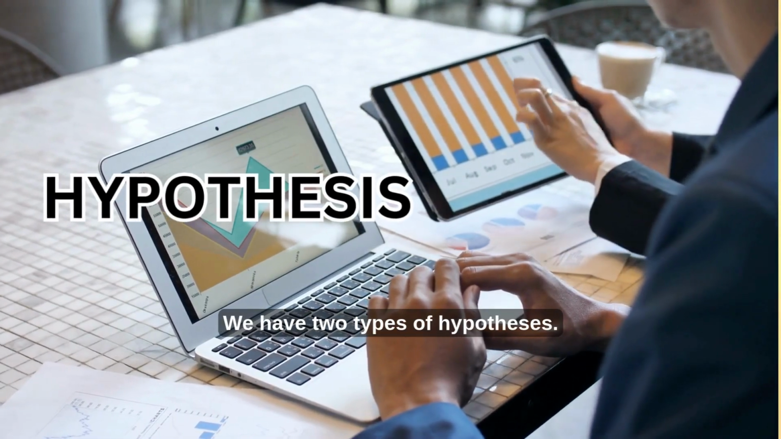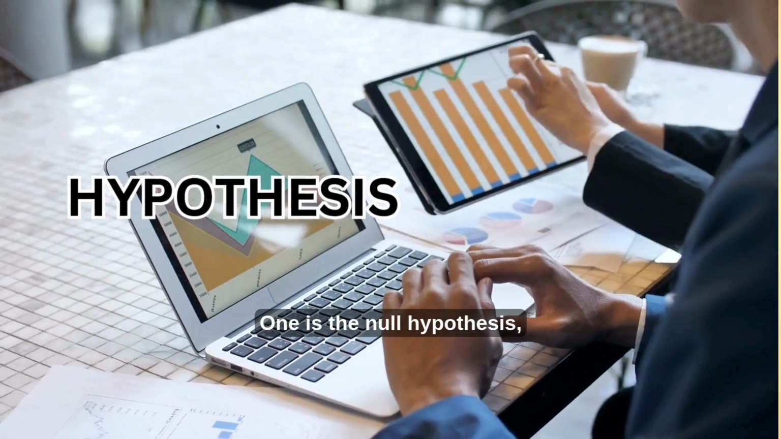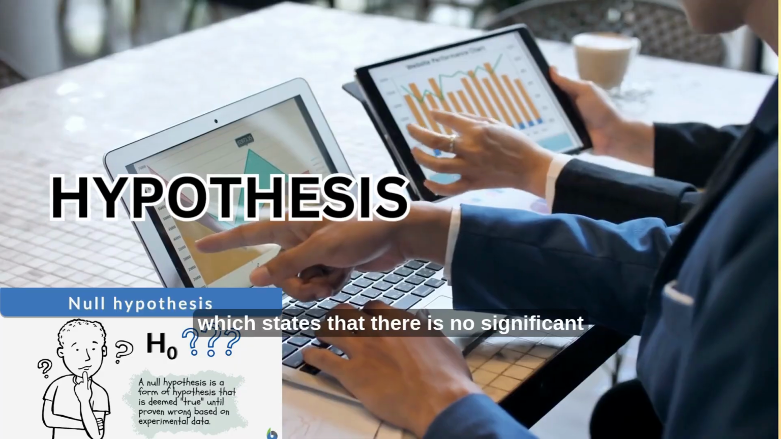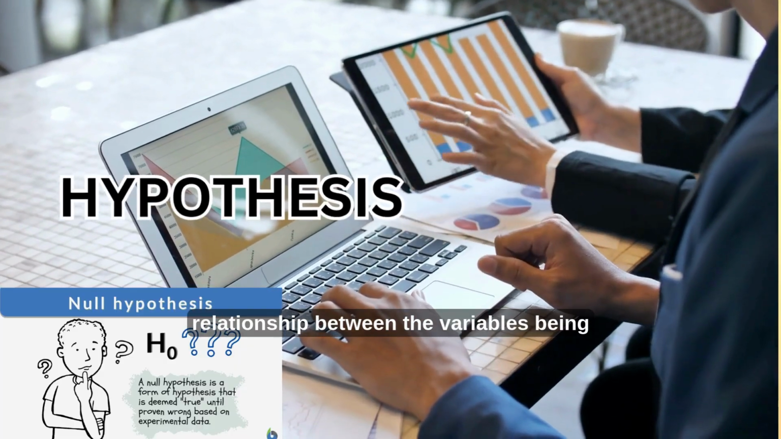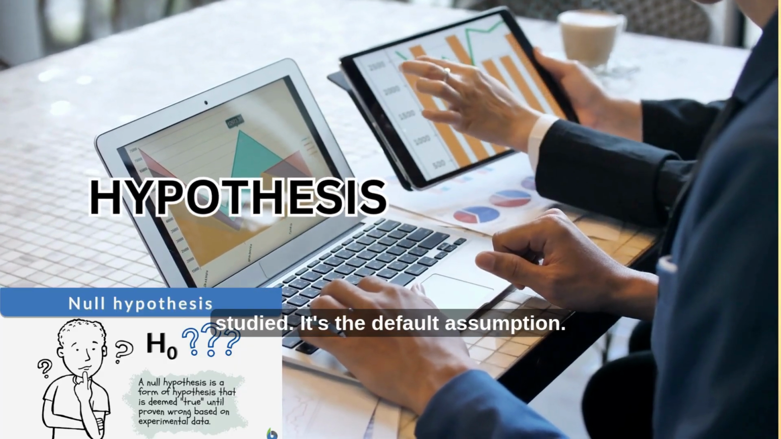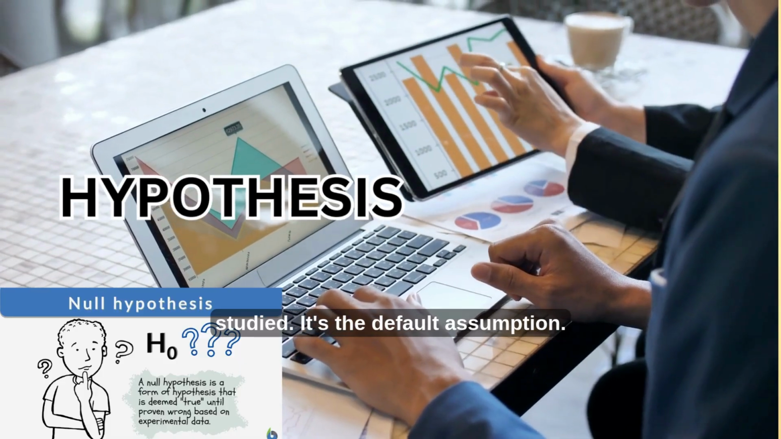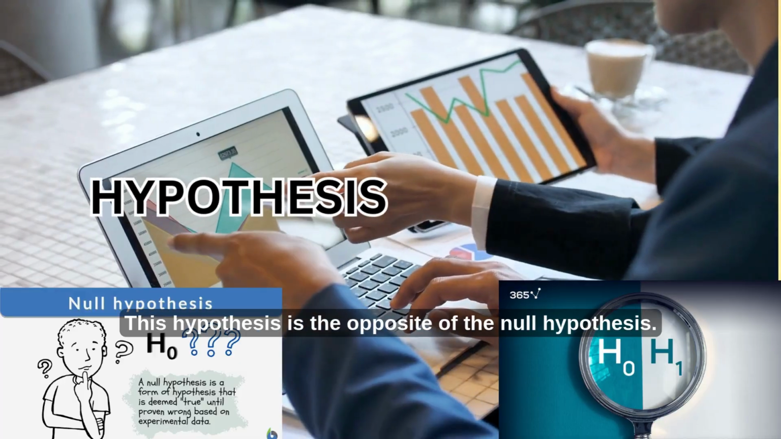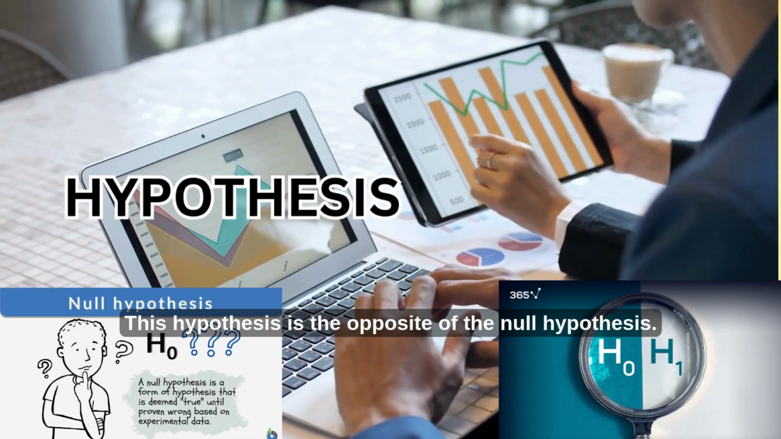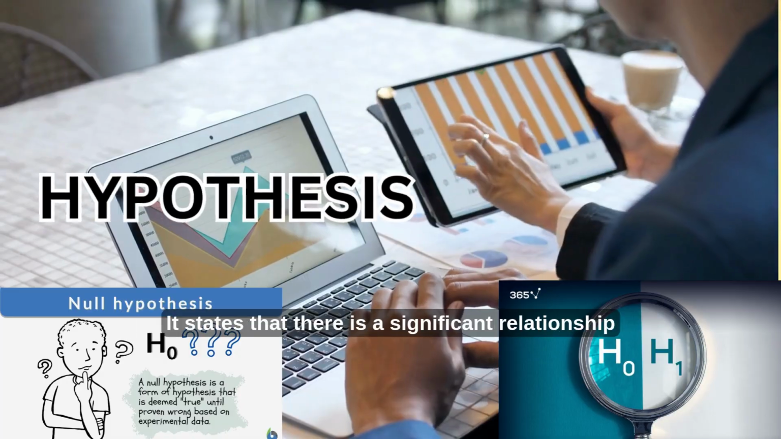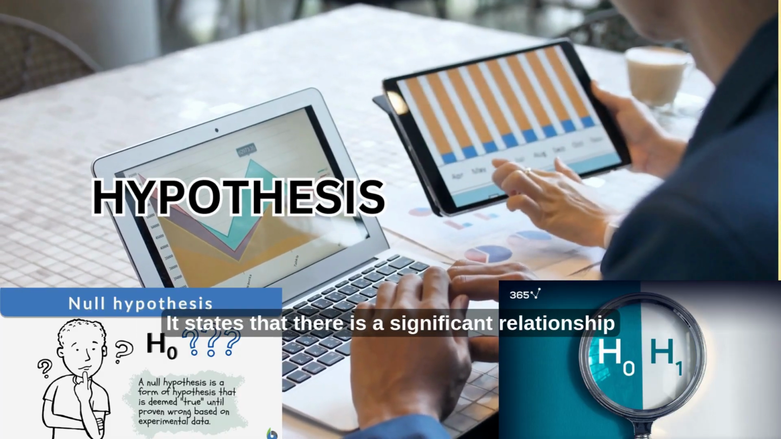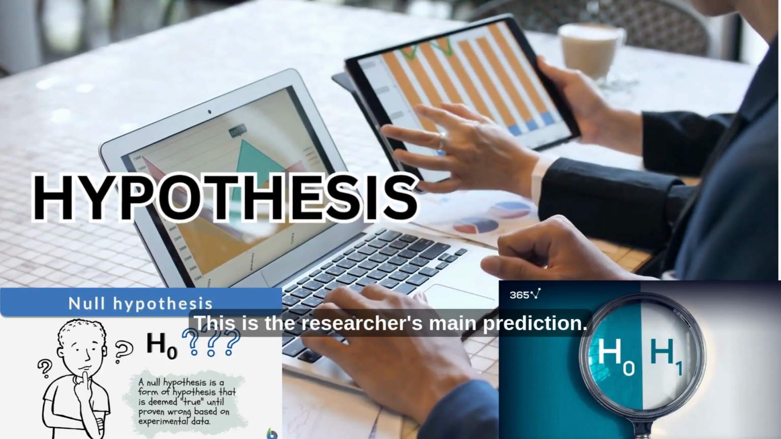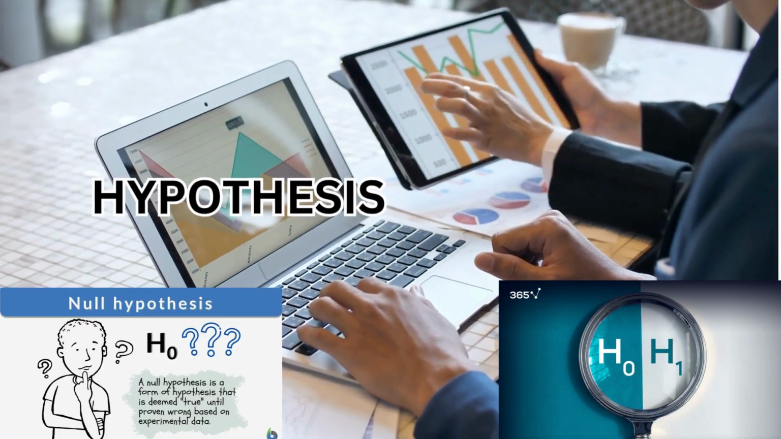We have two types of hypothesis. One is the null hypothesis, which states that there is no significant relationship between the variables being studied. It's the default assumption. And second is the alternative hypothesis. This hypothesis is the opposite of the null hypothesis. It states that there is a significant relationship between the variables. This is the researcher's main prediction.